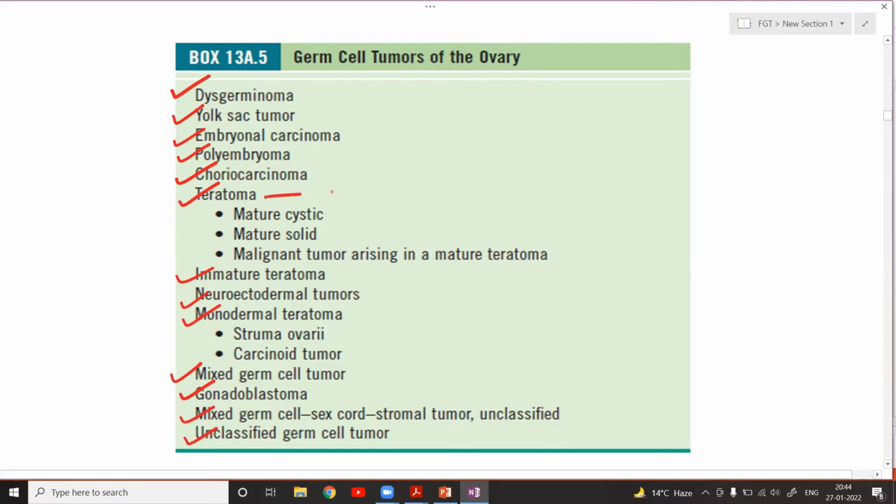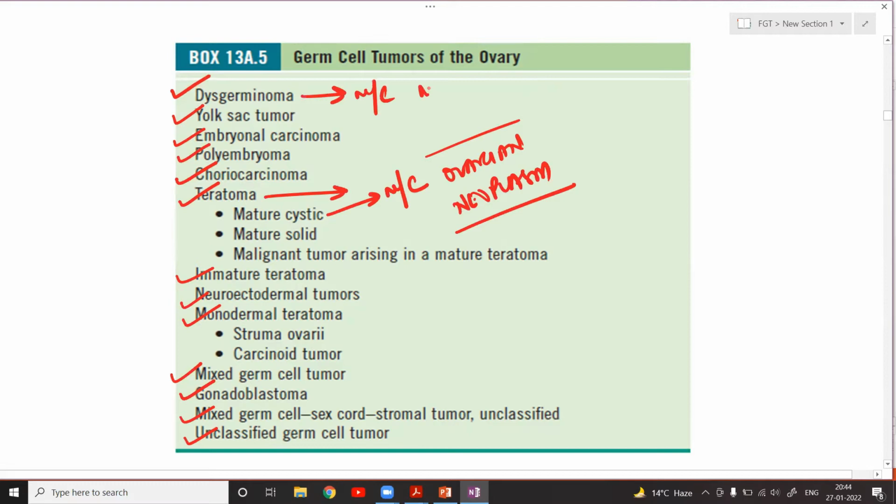Out of these, teratoma, more specifically the benign cystic teratoma, is the most common ovarian neoplasm. So the most common single ovarian neoplasm is benign cystic teratoma. And the most common malignant ovarian germ cell tumor is your dysgerminoma.